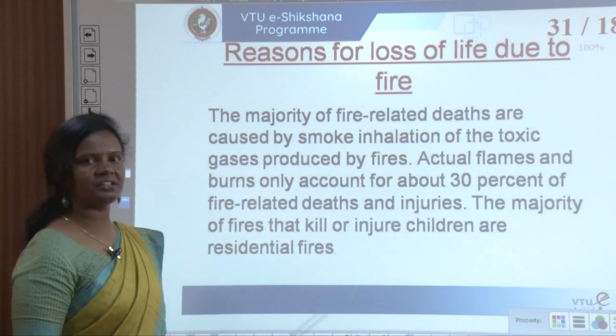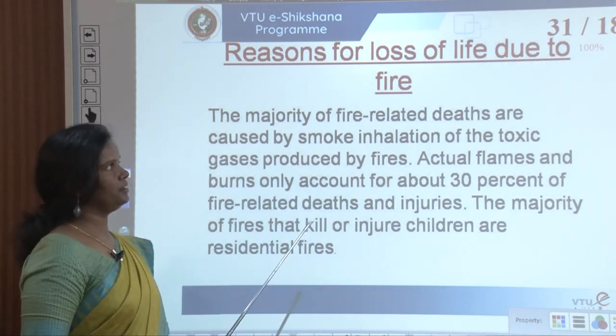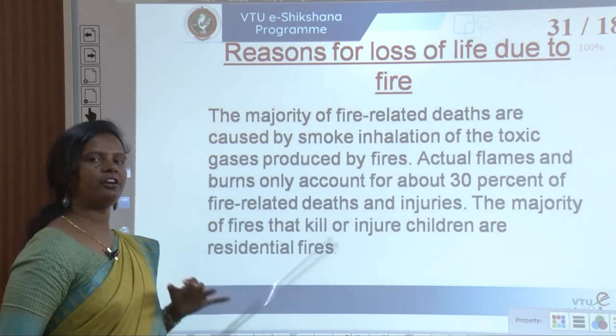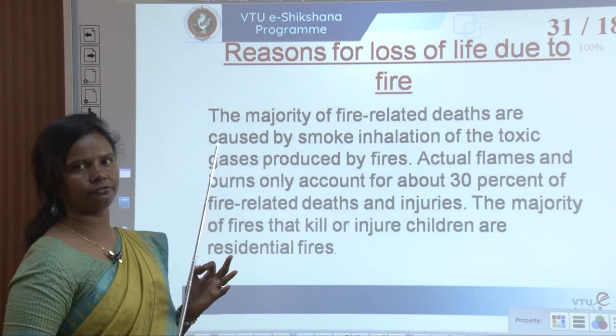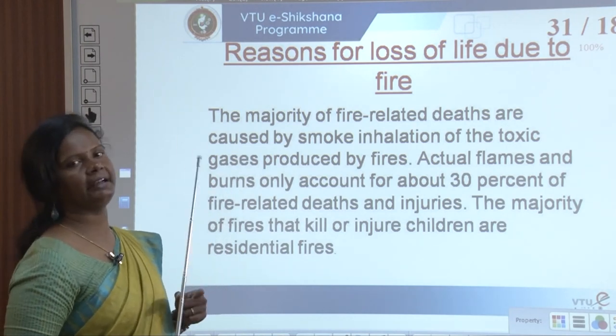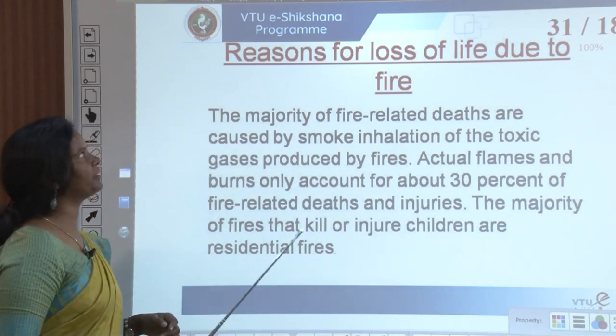So those are the different sources of fuel. For any fire to happen, you need to have a combustible material, the fuel, and the oxygen in the atmosphere for it to happen.